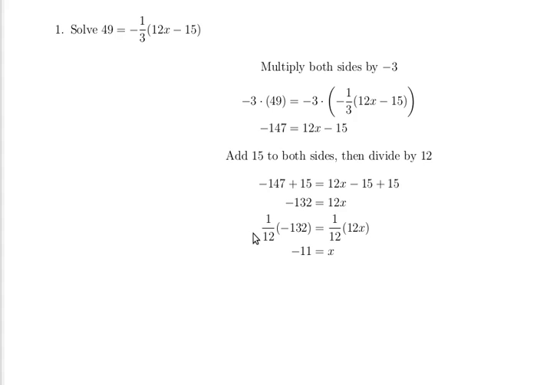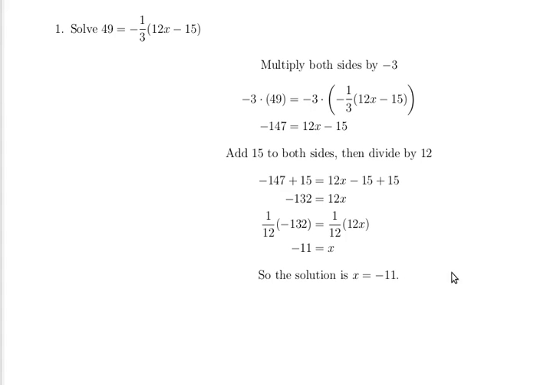And then finally we multiply both sides of the equation by 1/12. That's the same as dividing by 12 to eliminate this 12. So there's our solution. x is equal to minus 11.